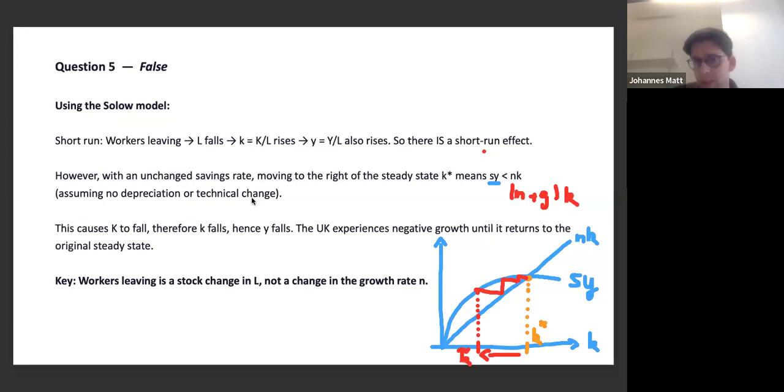You could think of this equivalently as a one-off reduction in the population growth rate that then goes back, or like a negative population growth rate for 1 year, and then goes back to the level, which would give you the same results.